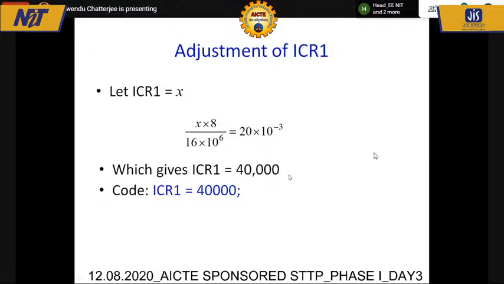Remember, deliberately we are putting the code in decimal. If you remember yesterday's class, if I put 0x preceding this value, it will be in hex. If I put 0b, it will be in binary. Now I have put nothing, only 40,000, it is decimal 40,000. So that makes our computation easier.